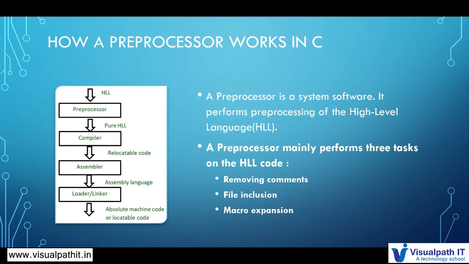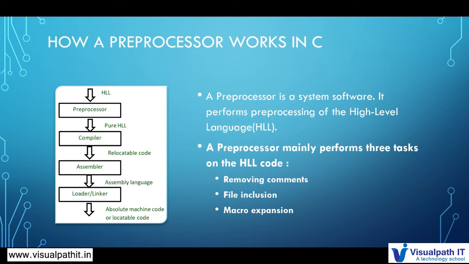Now, how does a preprocessor work in C? A preprocessor is a system software, a computer program designed to run on computer hardware and application programs, as we have discussed before. It performs processing of high-level language. Preprocessing is the first step of the language processing system. The language processing system translates the high-level language to machine language or absolute machine code. This machine code is understood by the system and is in binary form, zeros and ones. Likewise, there are three different tasks that a preprocessor does on high level language code.